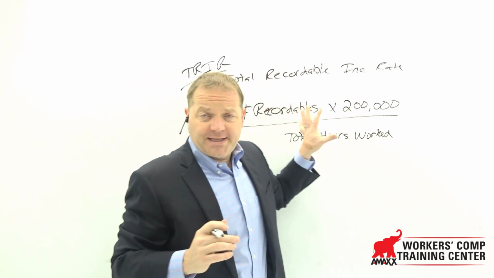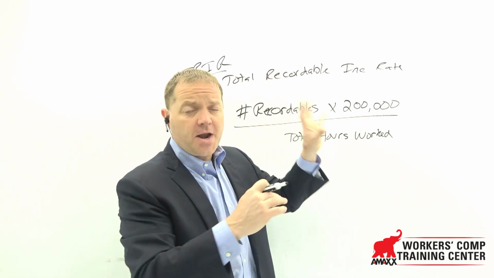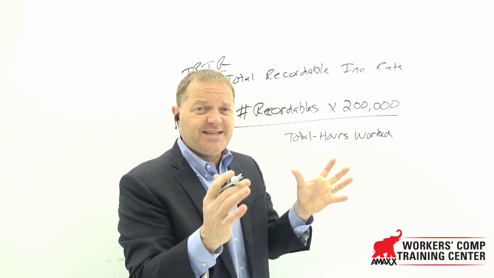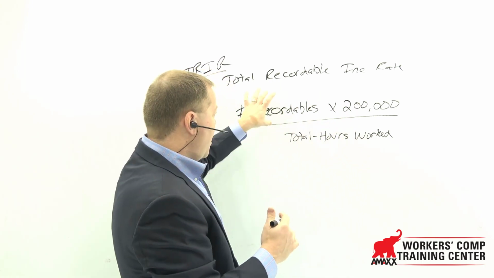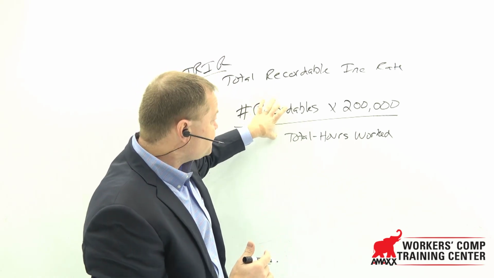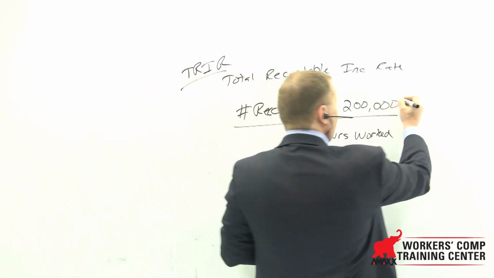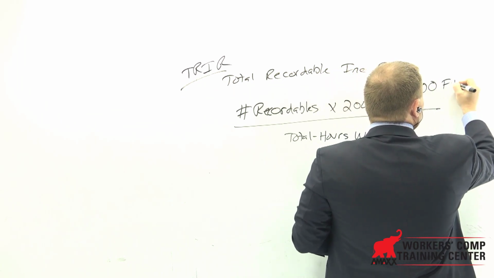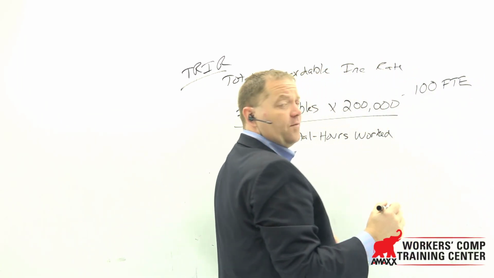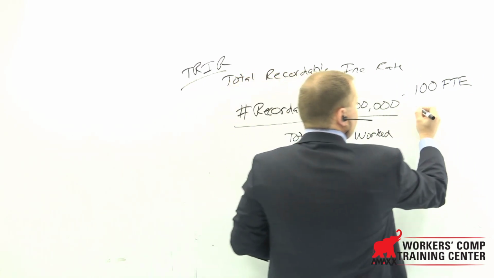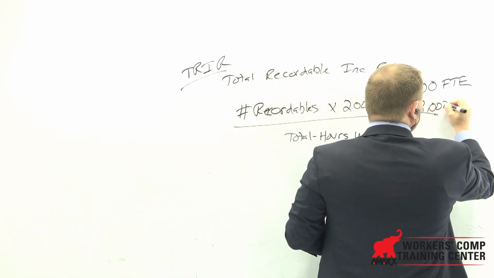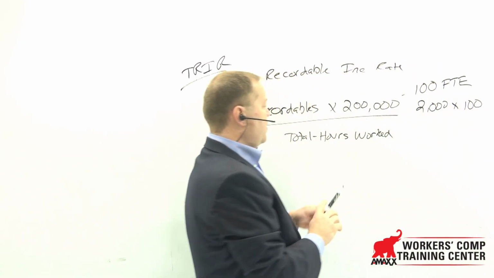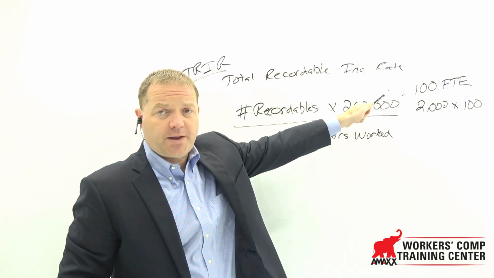Total number of recordable incidents. This is strictly the number. How many recordables? We'll cover in a different section what is recordable and what is not, but how many actually were recordable, times 200,000. So why 200,000? This is the number of hours worked by 100 full-time equivalent employees, which is basically 2,000 hours times 100.